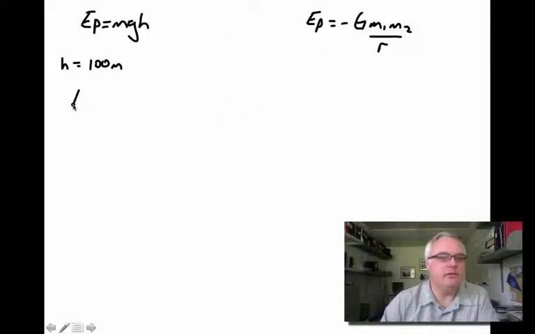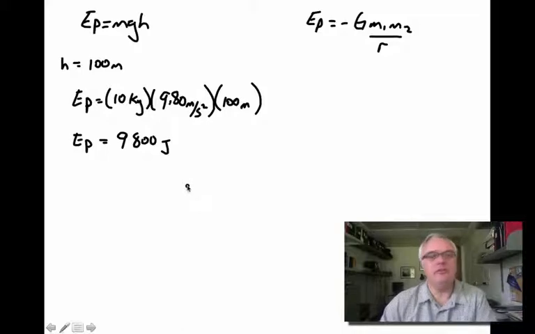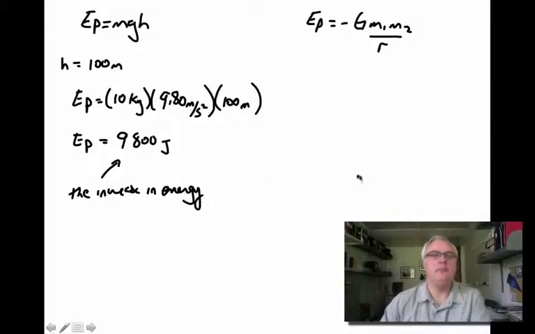So down here, suppose we're lifting a 10 kilogram mass from the surface of the Earth, so in a gravitational field of 9.80, and we're lifting it 100 meters. We say that we're giving that mass 9,800 joules of potential energy. So I've increased the energy. Okay, so again, this is the increase in energy. If I do the same calculation over here, I'll get the same result.